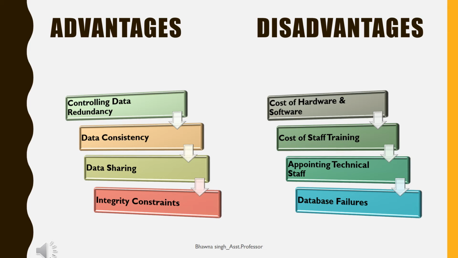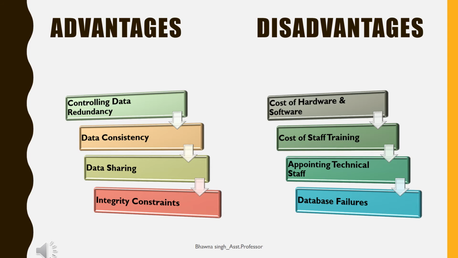Now let us discuss the disadvantages, because everything comes with pros and cons. So in that way database too has some disadvantages along with the advantages. First disadvantage is cost of hardware and software. Setting up a DBMS environment is a little bit expensive, because we need high speed processors and large size memories to run that DBMS software. The software is also very costly.